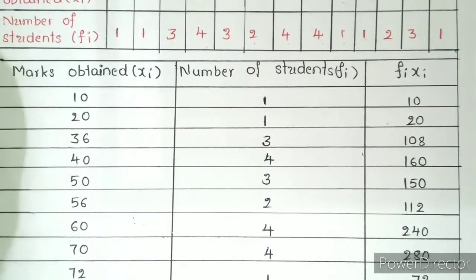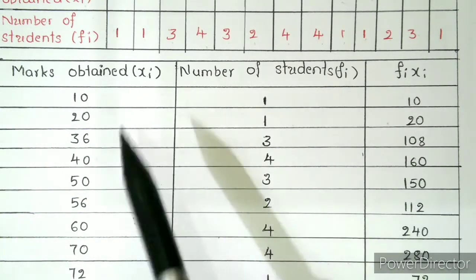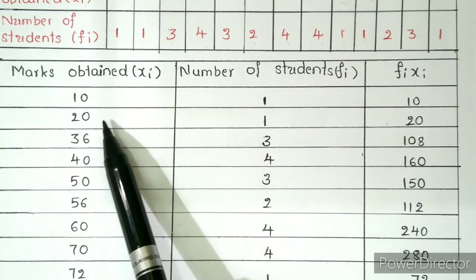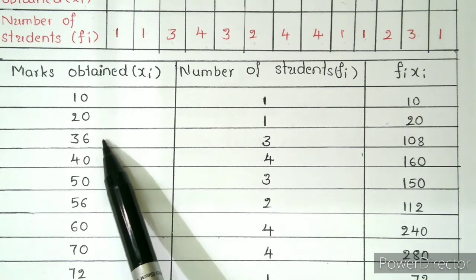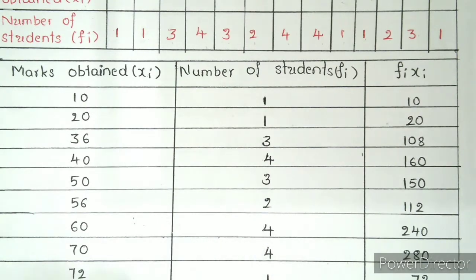So marks obtained, you make a column. Marks obtained xi: 10, 20, 36, 40. You write it one more time neatly.